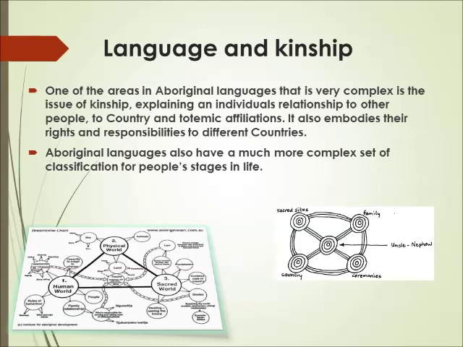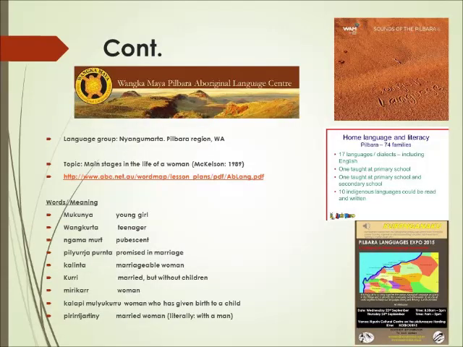We can also see that language is really important in kinship. And one of the things that it's significant to understand about the kinship process is that it's highly structured, but it's also quite mathematical in the way that it's worked out. So the classificatory terms in Aboriginal languages in kinship are much more complex than they are, say, in English.